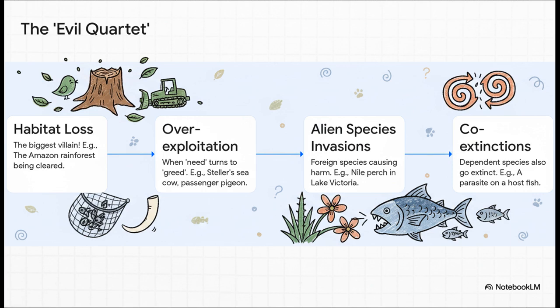Villain number 3 is alien species invasions. This is when a new species comes from somewhere else and messes everything up, like the Nile perch in Lake Victoria, which wiped out hundreds of local fish species. And finally, number 4, co-extinctions. This is a 2-for-1 tragedy. When one species goes extinct, another species that depends entirely on it also goes extinct, like a parasite that lives only on one type of fish. If the fish disappears, so does the parasite.